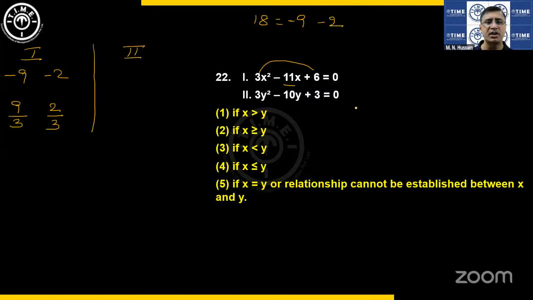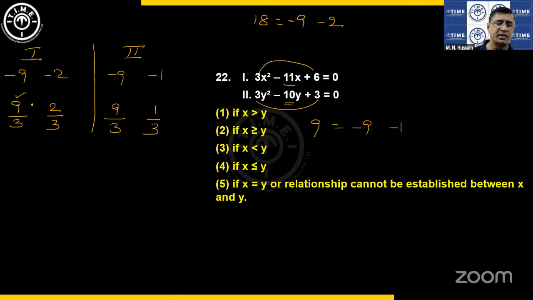Look at the second quadratic equation. 3 into 3 is 9. 9 is the product. How to get the middle term? So 9 into 1 is 9. Minus 9 minus 1. By adding these two, we get minus 10. That is the middle term. What are the factors here? Minus 9 and minus 1 are the factors. Roots means 9 by 3, 1 by 3.